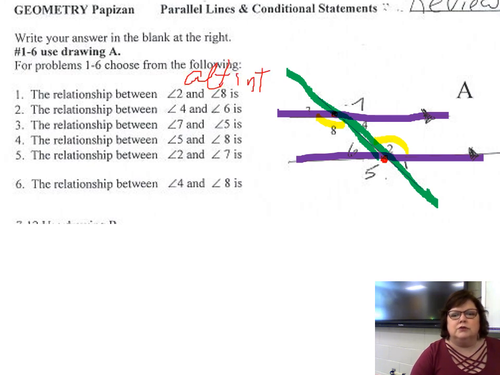Okay, so then we're going to look at 4 and 6, and you see that they're doing the same thing. That's another set of alternate interior. 4 and 6, they're both on the interior. They're not on the same side of this transversal, they're on opposite sides. So that's another alternate interior.